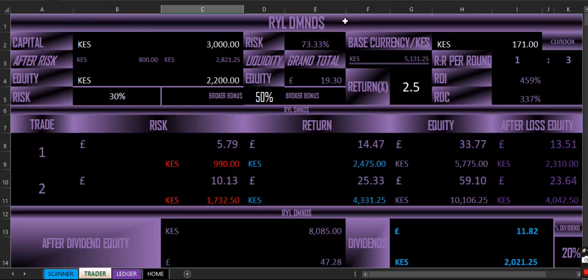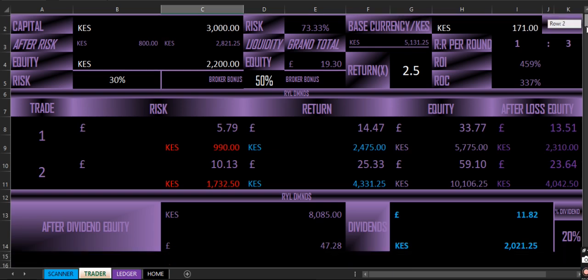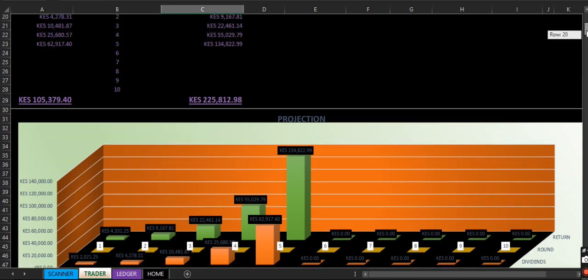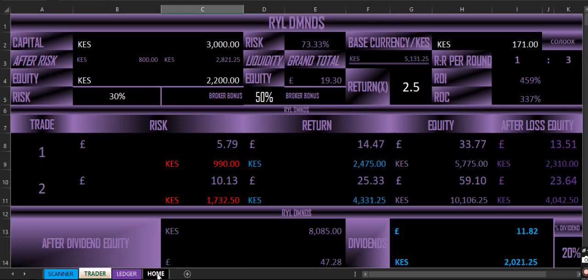Trading in the financial markets can be exciting. It offers the potential for substantial profits. However, it's crucial to remember that risk is an inherent part of trading. Without proper risk management, even experienced traders can face significant losses.